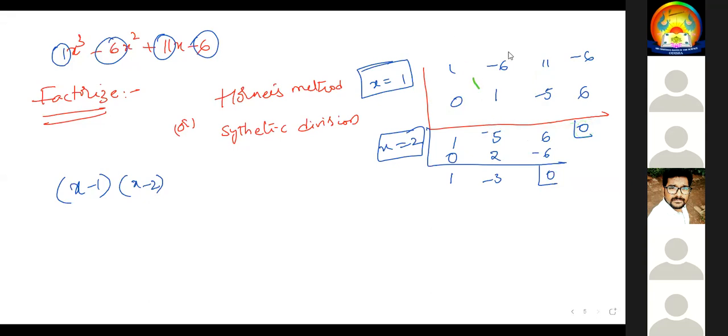I'm repeating again. See, sir, whenever you are doing this particular process, first you have to put 0 here, and you have to put x is equal to 1. If x equal to 1 does not satisfy, satisfy means what? Satisfy means the answer becomes 0. Not satisfy means the answer does not become 0. So 0, 1 + 0 gives 1, and 1 into 1, the product is 1, then -6 plus.